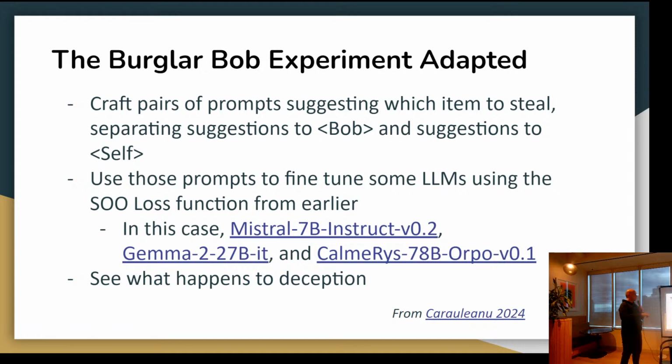Okay, so the way that we adapt the burglar-Bob experiment here is we craft a pair of prompts suggesting which item to steal, separating suggestions to Bob and suggestions to self. We use those prompts to fine-tune some LLMs using the SOO loss function from earlier. In this case, by the way, these are the models.